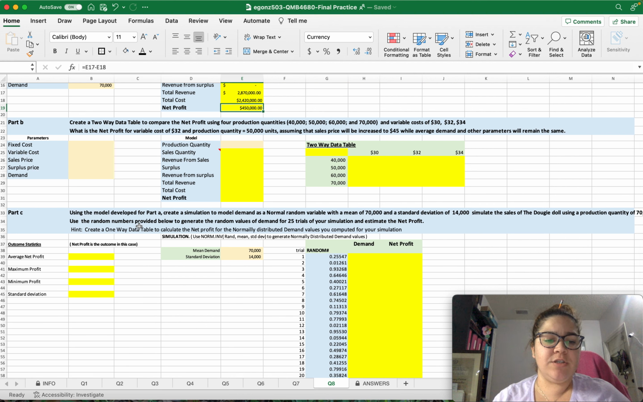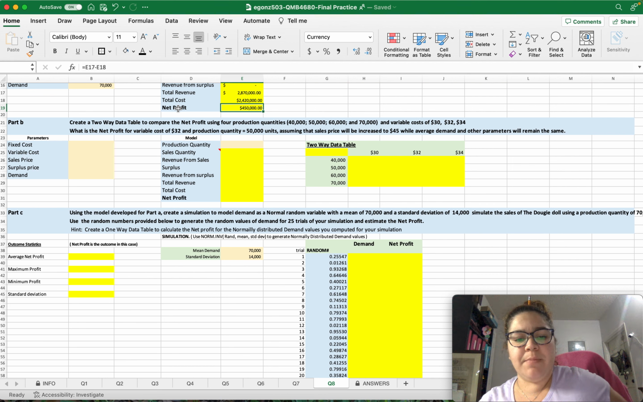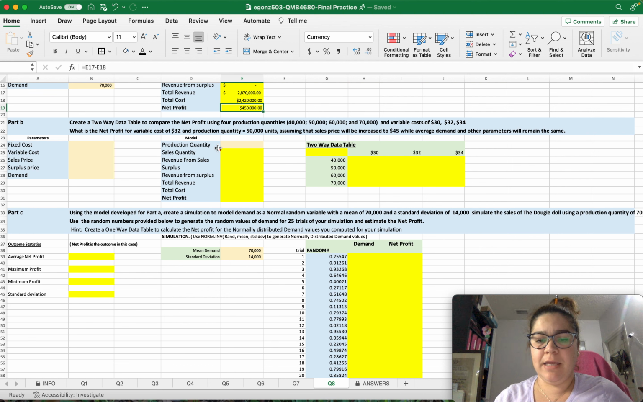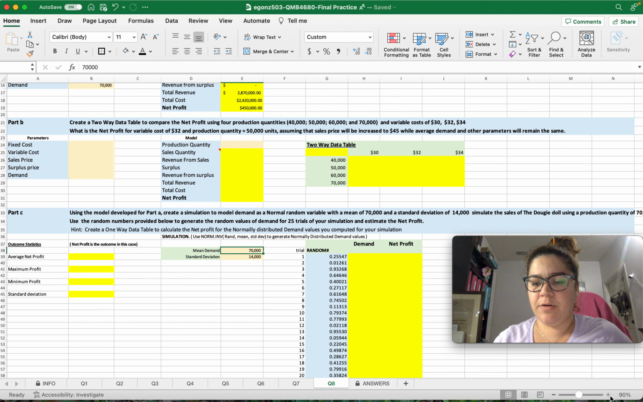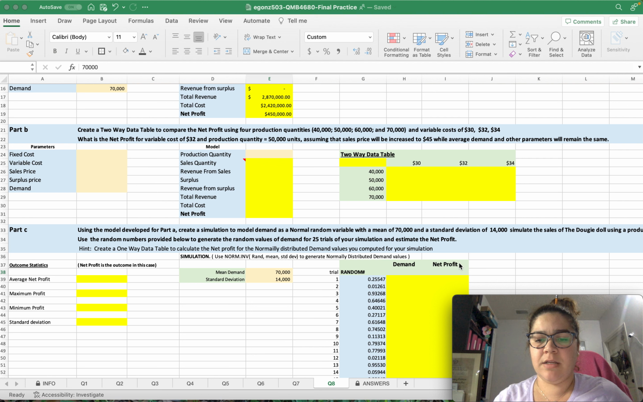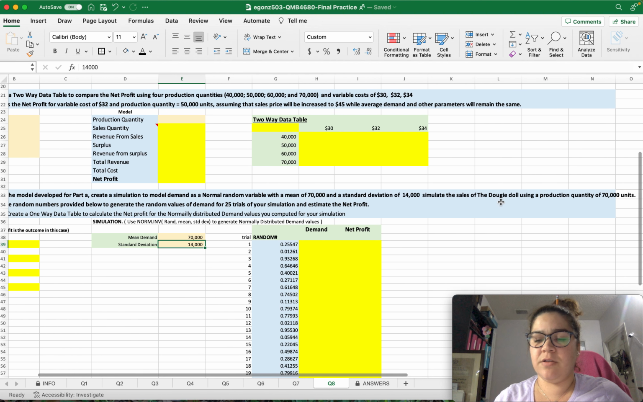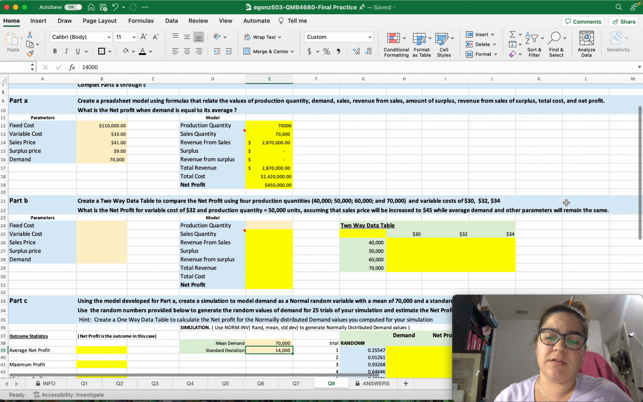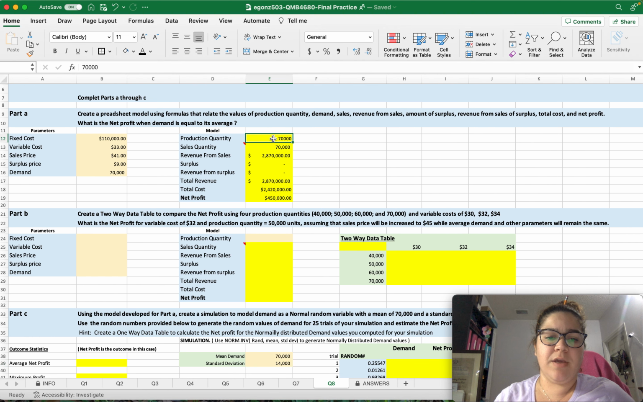Let's read part C. It says using the model developed from part A, so we're going to use this model right here, right? Create a simulation model to model demand as a normal random variable with a mean of 70,000. She gave it to us here. Let me make it a little bit bigger. Mean of 70,000 and a standard deviation of 14,000. She also gives it to us right here. And then simulate the sales of the doll using a production quantity of 70,000. That's what they said to use, because it's asking us for the production of 70,000.